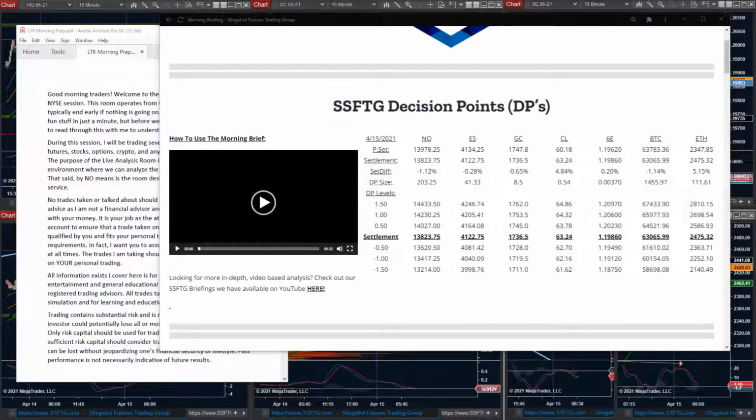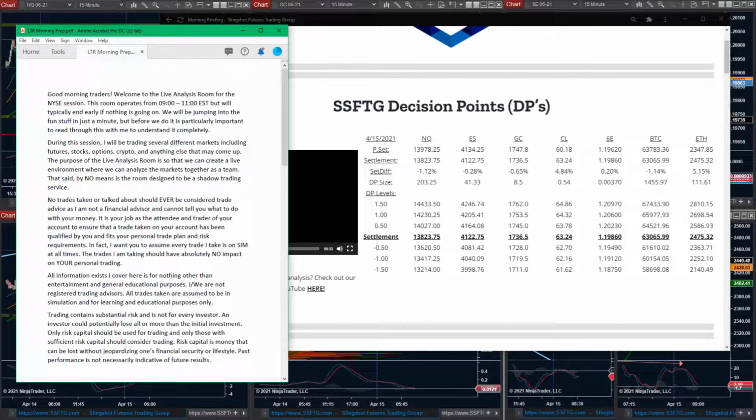As always, of course, before we jump in, on the left side of the screen there, make sure to read through the live trade room morning prep PDF. Very important to go through and understand everything that's inside there.